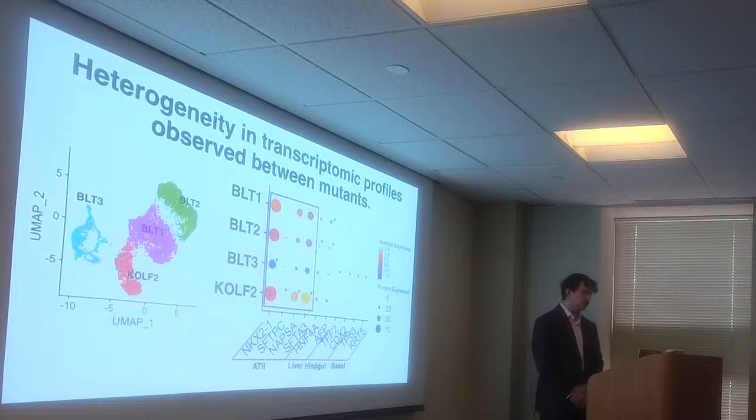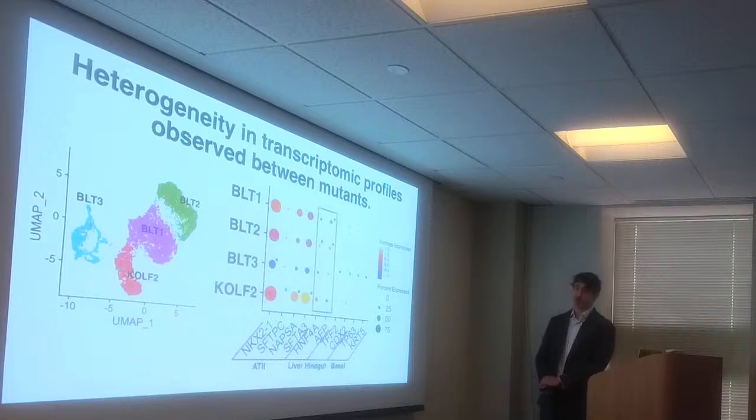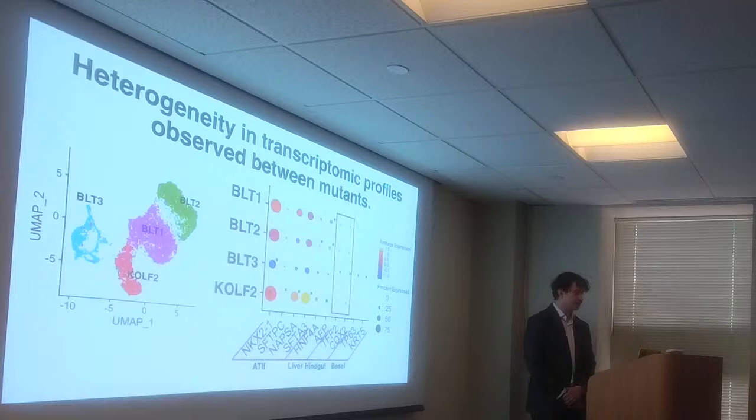However, we do see heterogeneity between our mutants. So upregulated in BLT1 and 2, we see a more liver-like expression pattern. And in BLT3, which is the full loss, full heterozygosity, we start to see emergence of a hindgut fate. So this is something that we thought was really interesting, and we're not sure if it's because of the mutation itself or if it's because of another genetic confounder, but something that we'd really like to investigate further.